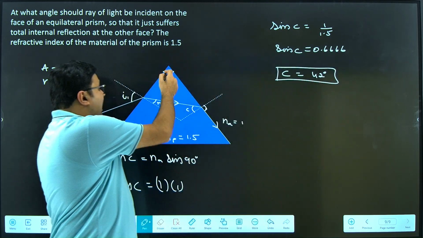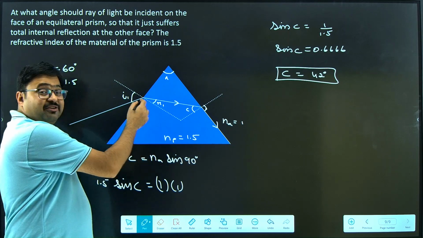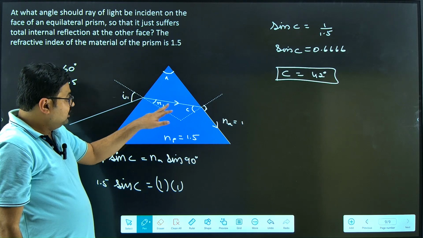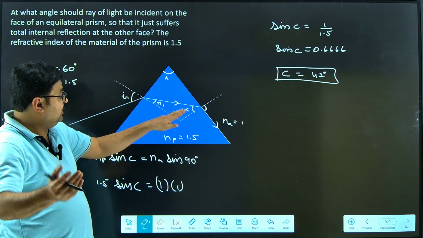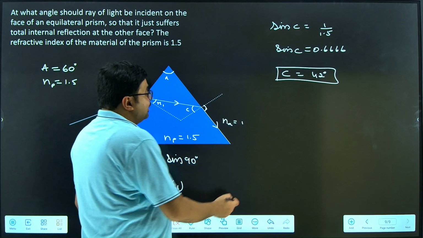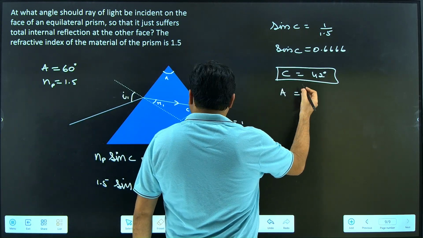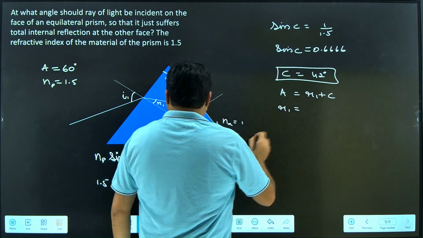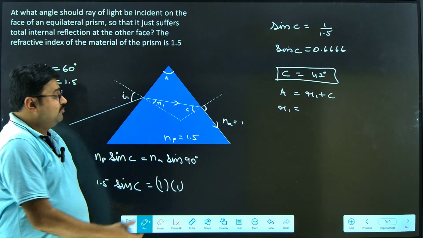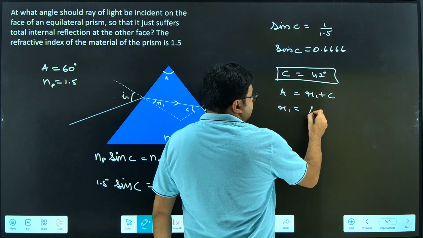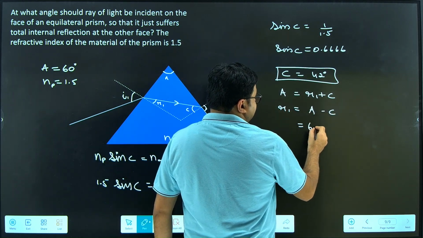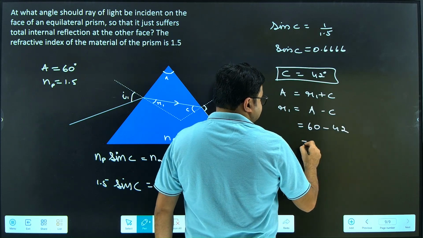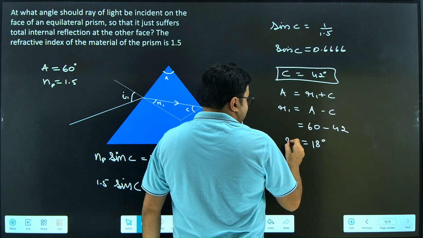But you know what? The angle of the prism, the angle of refraction inside the prism, and the angle of incidence inside the prism: A, R1, R2. R2 is now in this case C. They have a relation. So A becomes equal to R1 plus C. If you want to know R1, which is essential to find I1, it is A minus C. A is 60 degrees because it's an equilateral prism, and C is 42 degrees. This turns out to be 18 degrees.